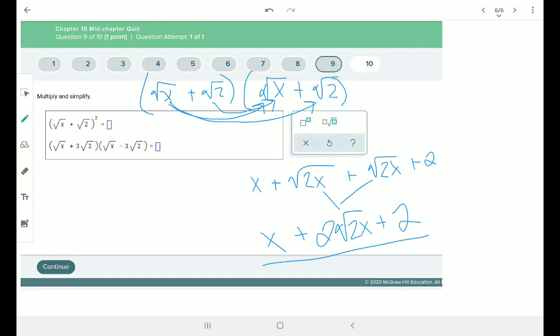So I can just do the first term, square root of x times the square root of x, which is x, and I can do these two multiplied together. 3 times 3 is 9, and square root of 2 times the square root of 2 is square root of 4, which is 9 times 2, which is 18. So my answer for that one would be x minus 18. So that's the difference between those two.